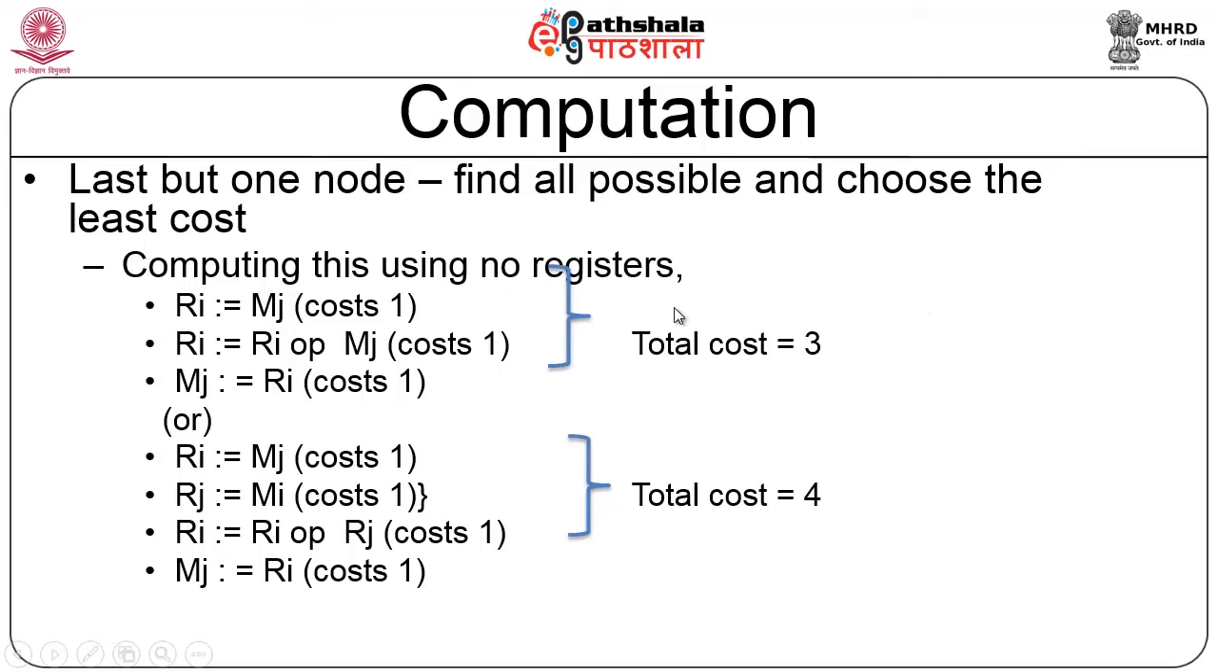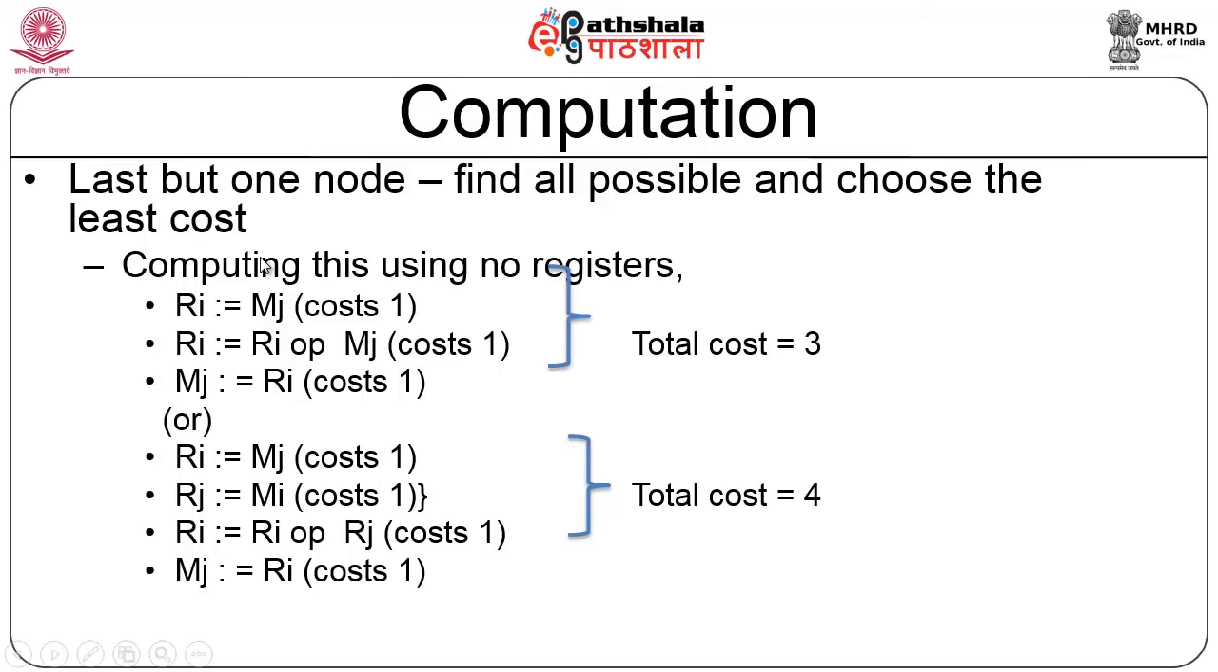So, this is going to cost me 3 units. Alternately, I can say Ri is equal to Mj, Rj is equal to Mi. So, I am going to get 2 variables into 2 registers Ri, Rj, and then I can say Ri is equal to Ri operator Rj, and I can say Mj is equal to Ri. This is going to cost us 1 unit. So, totally this will cost me 4 units, whereas this will cost me only 3 units. Okay. Since this is going to cost me only 3 units, I will choose that as my representation. So, I will use this. So, dynamic programming is used basically here where I have 2 possibilities. I will choose the one with the least value.